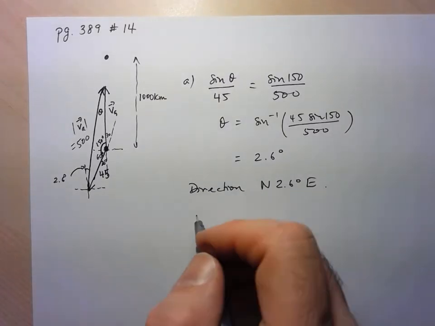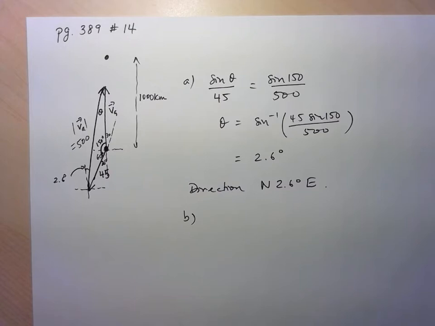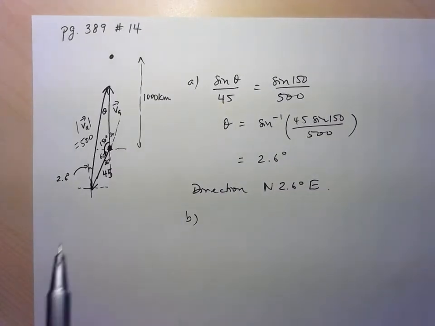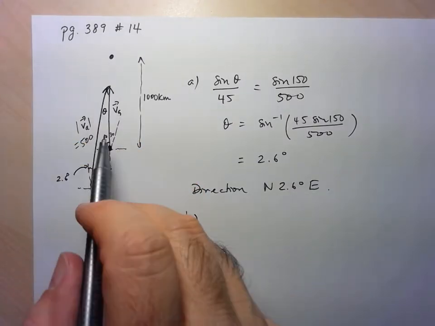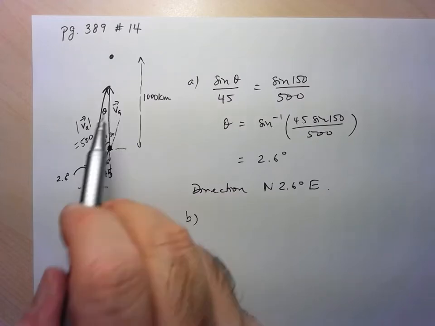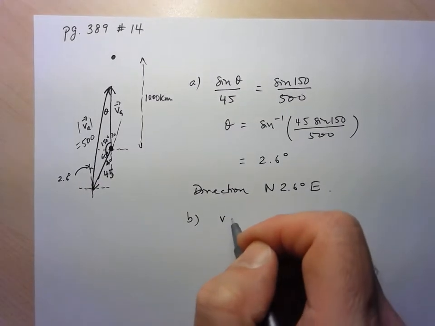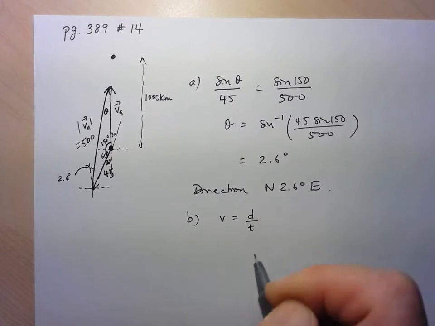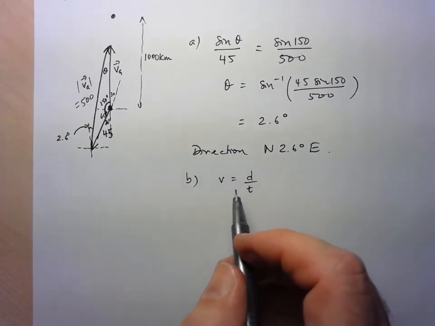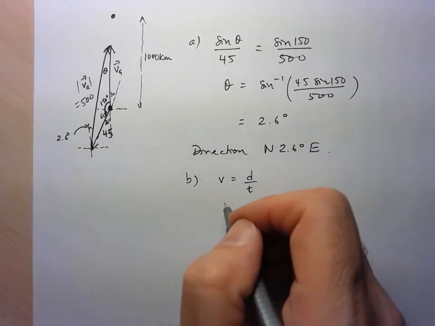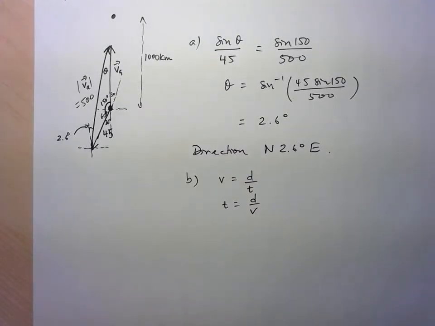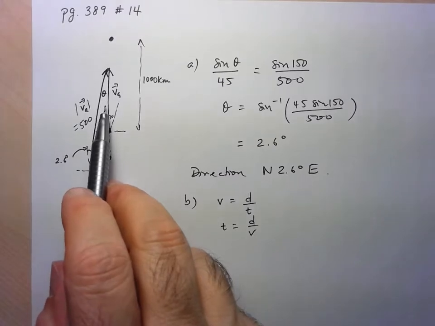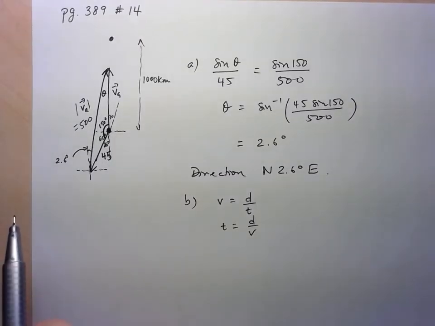Okay, so there you go, there's part A. Part B now wants you to determine how long it's going to take to complete the trip. So you have to complete a distance of 1,000 kilometers, but what we need is the velocity at which it's going. Because remember the relationship between velocity, distance, and time. Instead of remembering all three possibilities, you can just remember velocity equals distance over time. So if I want to find time, that's just the distance over the speed. And so what I'm missing is the speed of the plane. Okay, so that's step number one.